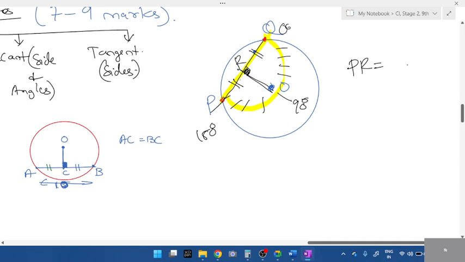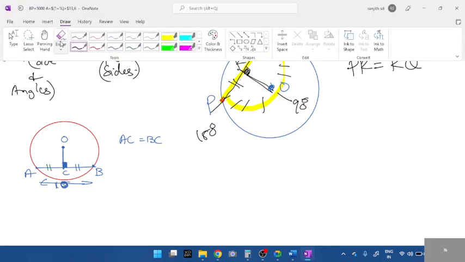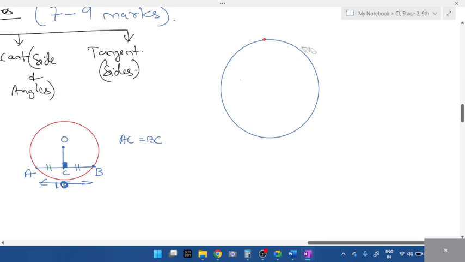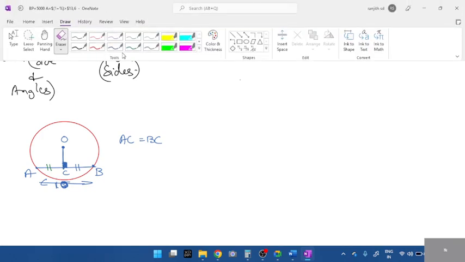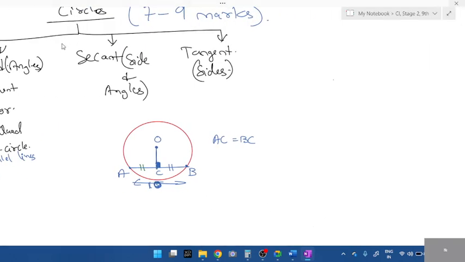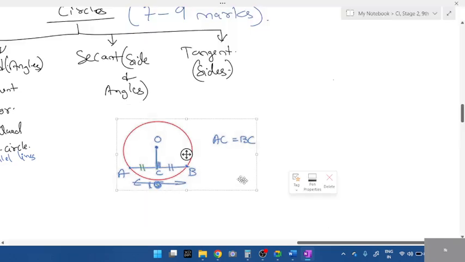Which is the other side? Side PR will be equal to which one? Side RQ. Is it clear? All of you understood this theorem? This concept? Okay. Now I'll put two such angles together. We'll just solve one or two questions from the past 3-4 years you didn't get, but still it is an easy concept, students.